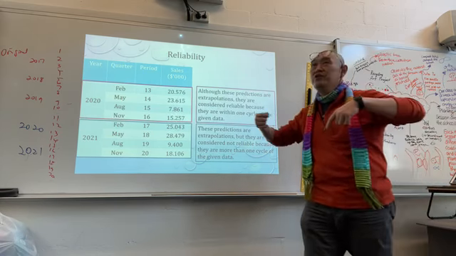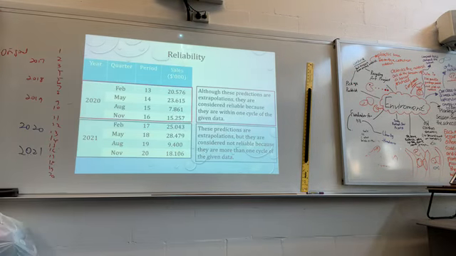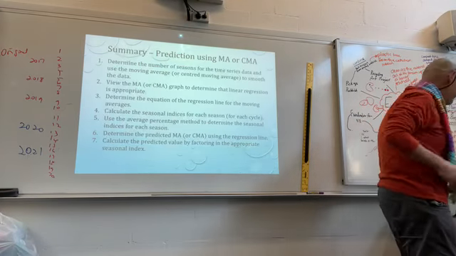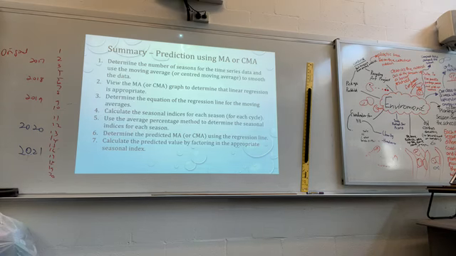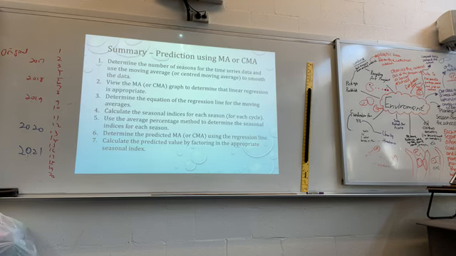So basically what I've shown you today is using center moving average to predict the future. Monday, I'm going to show you seasonalized data to predict the future. It's the same thing, but you get a slightly different answer. Just a summary, prediction using CMA or MA, moving averages or standard moving average. Determine the number of seasons for the time series data and use the moving average or center moving average to smooth the data. The good thing is you could use your calculator to view the moving average graph to determine that linear regression is appropriate.